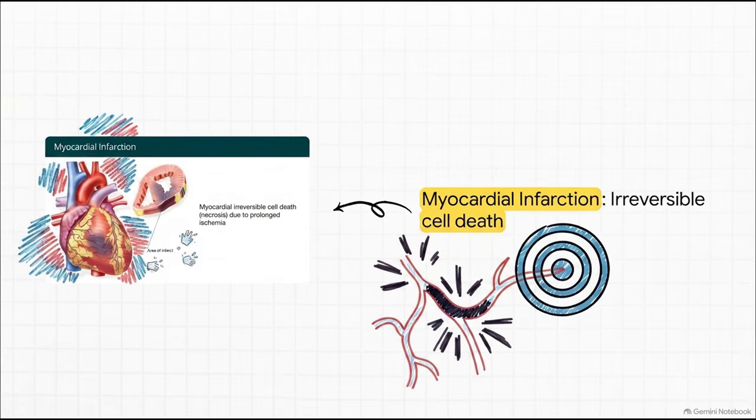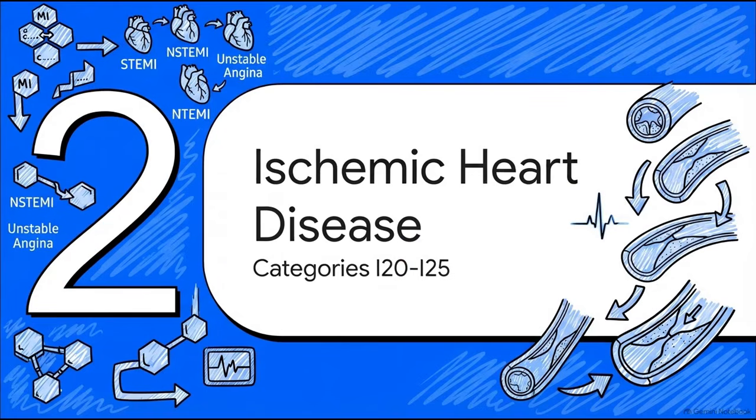And when one of those specific vessels we just talked about, say a diagonal branch of the LAD, completely occludes, what happens? Myocardial infarction. We're talking about irreversible cell death, literally necrosis, caused by prolonged ischemia. And the exact topographical location of this dead tissue, that is the exact bullseye we are trying to hit with our codes.